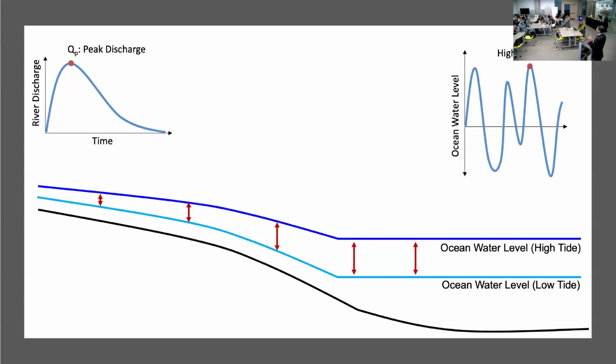Under extreme situations, in coastal areas, under extreme ocean water level, the river can even go backwards. We have a lot of examples of that already happening, which makes flooding a lot worse.